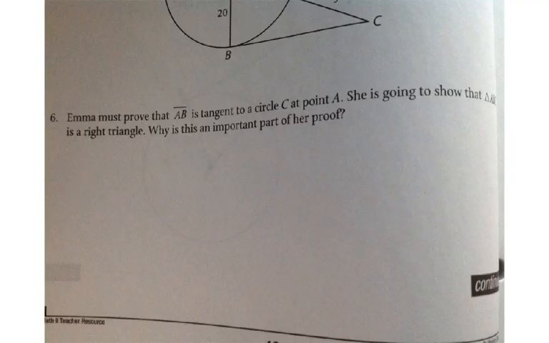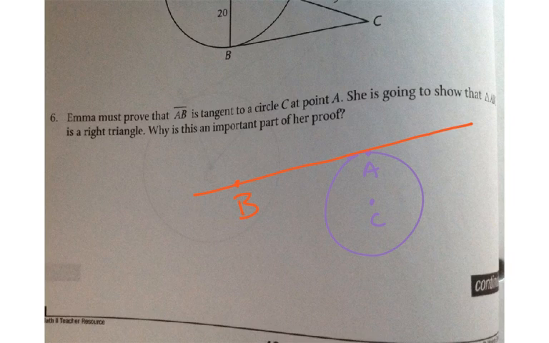Alright, moving right along. So number 6 says Emma must prove that AB is tangent to circle C at point A. So circle C, point A, we want to know is AB tangent to circle C. She's going to show that triangle ABC is a right triangle. Why is this an important part of her proof?